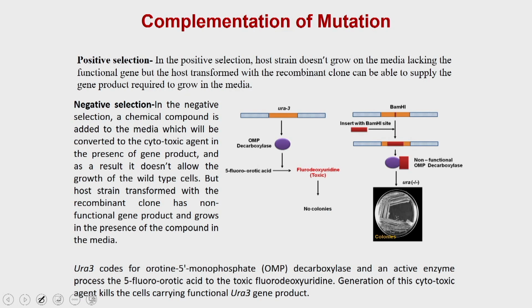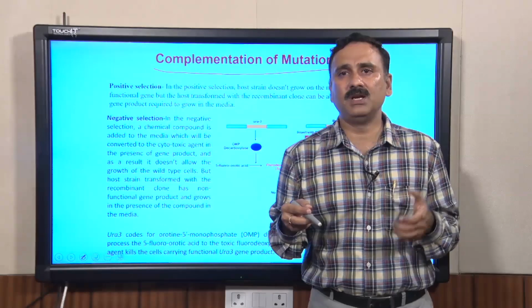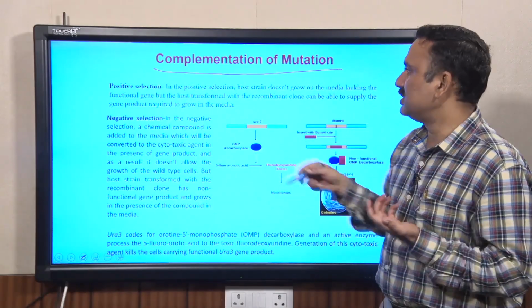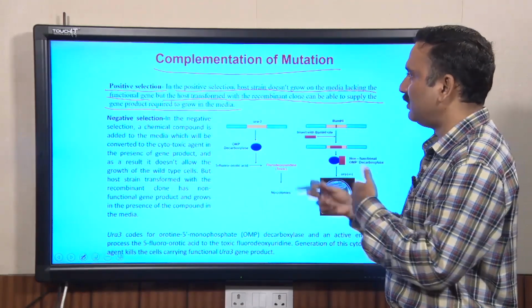Then you have the complementation of the mutation, which is a typical way of screening in yeast. The complementation could be a positive complementation. In positive complementation, the host does not grow on the media lacking the functional gene, but the host transformed with the recombinant clone can supply the gene product required to grow in the media. So complementation is always done on those strains which are growing on a media deficient in that particular thing. Once that deficiency is provided by the transformation, it grows, and that is a positive selection.